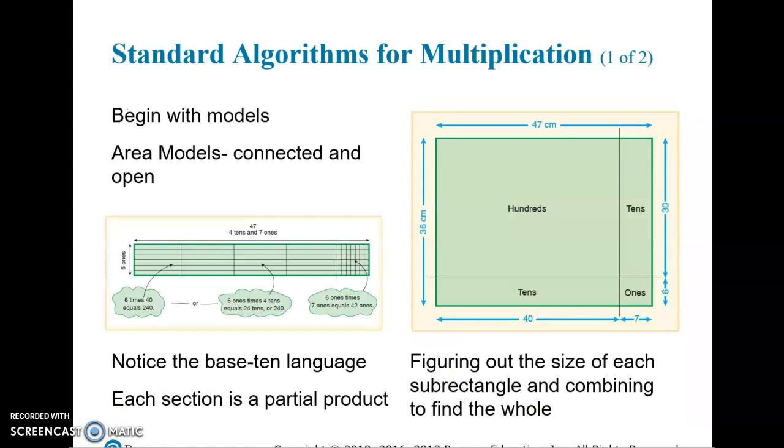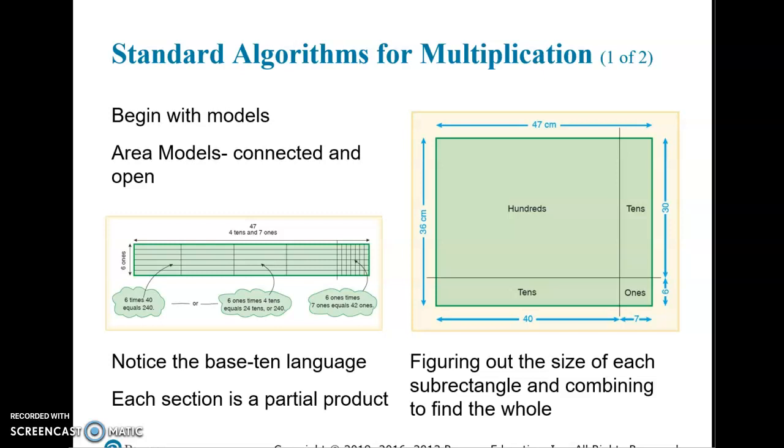The standard algorithm can be the most challenging of all the algorithms of multiplication. The area model. Start with a context and give students a drawing of a rectangular garden of 6 centimeters by 47 centimeters and ask them what the area of the garden is. In the figure, the rectangle can be sliced into separate parts, one being 6 ones by 7 ones, or 42 ones, and the other is 6 ones by 4 tens, or 24 tens.